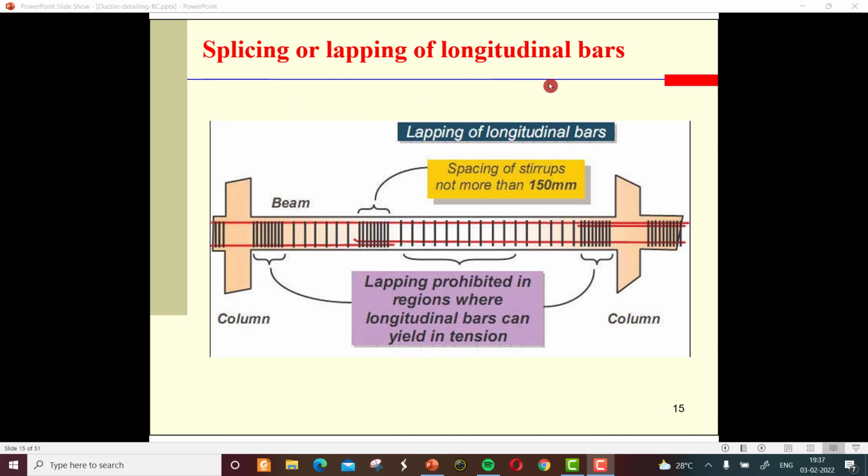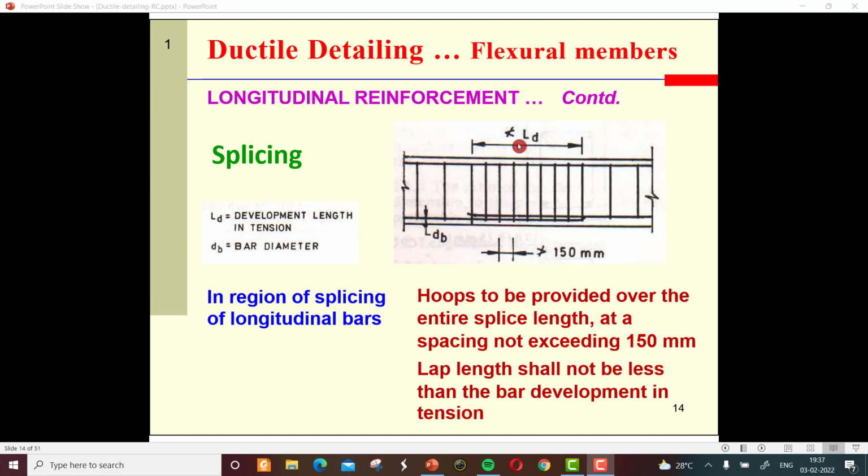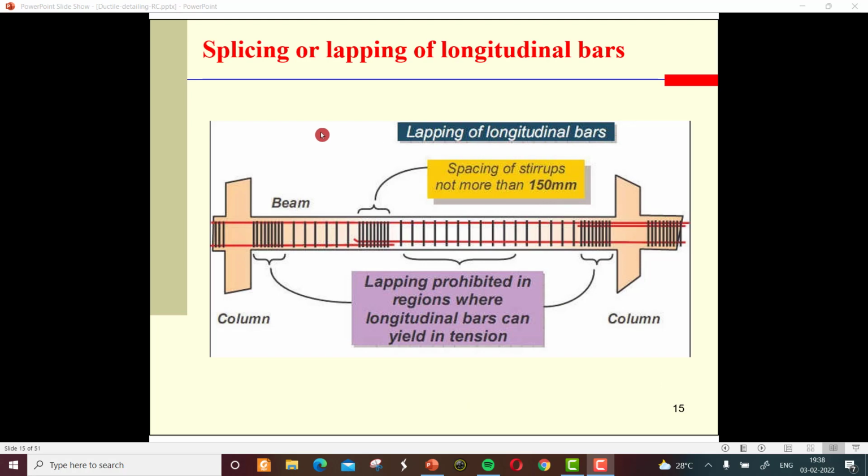Splicing or lapping of longitudinal bars. So you can see here the total overlapping length. This is reinforcement 1 and this is reinforcement 2. We are splicing them to make them act as a single bar.